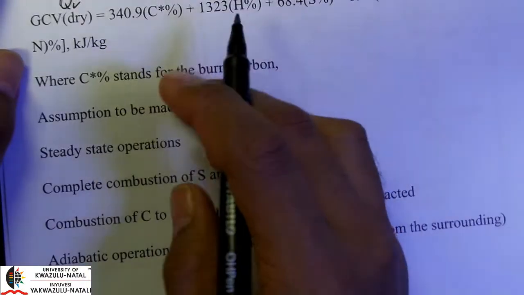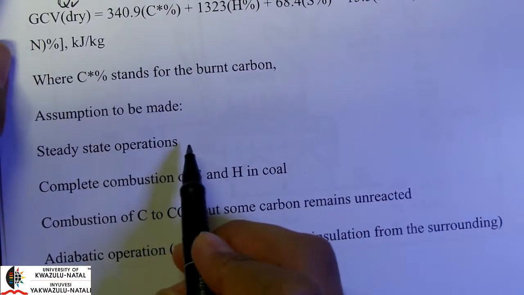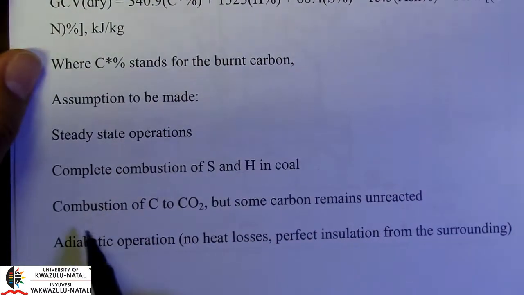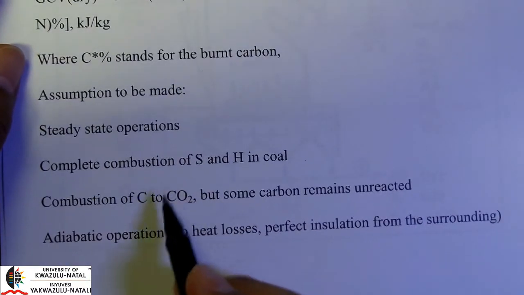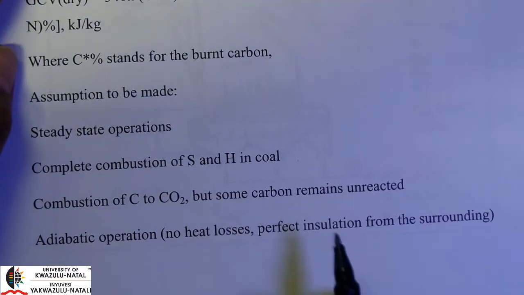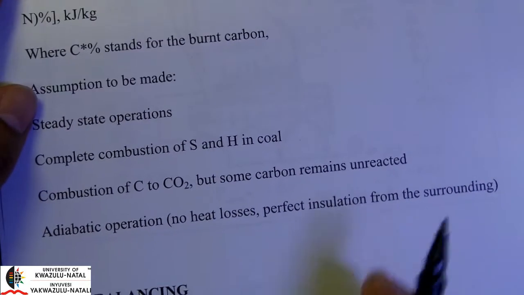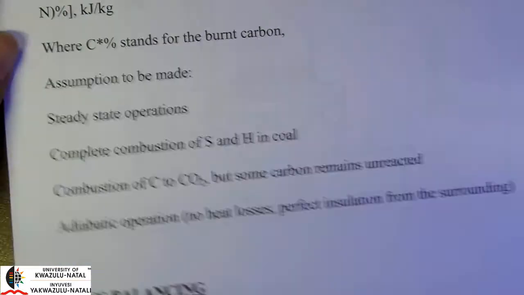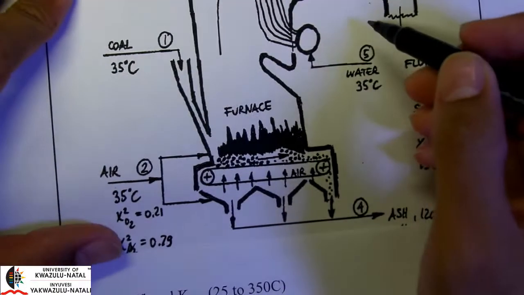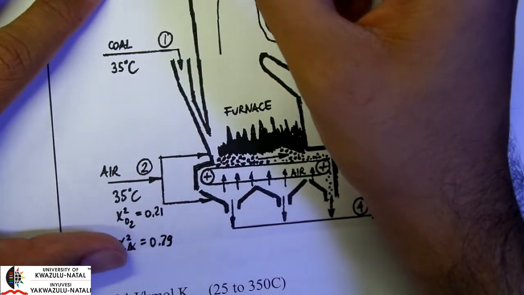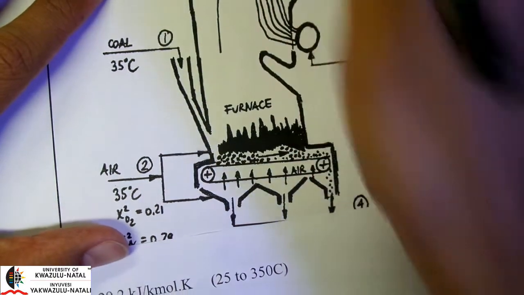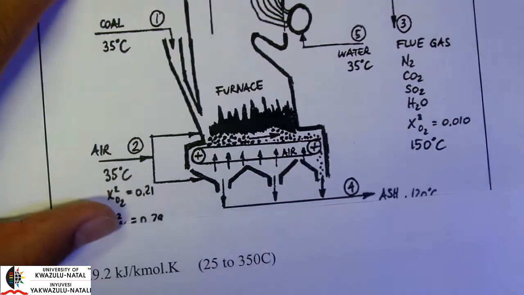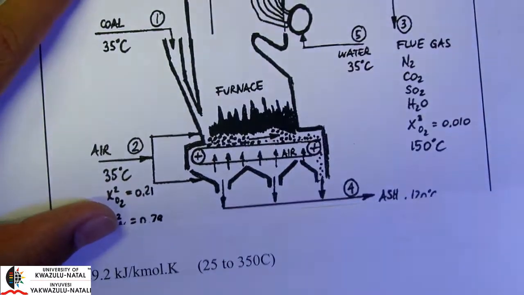And we can make a few assumptions, such as steady state operation, complete combustion of sulfur and hydrogen, combustion of carbon produces CO2, and of course some carbon will remain unreacted. And we can also assume adiabatic operation, in other words, no heat losses, perfect insulation. So there's no, in other words, Q is equal to 0. There's no heat removal to the atmosphere or any heat addition other than this combustion. Okay, so we have a perfectly insulated boiler.